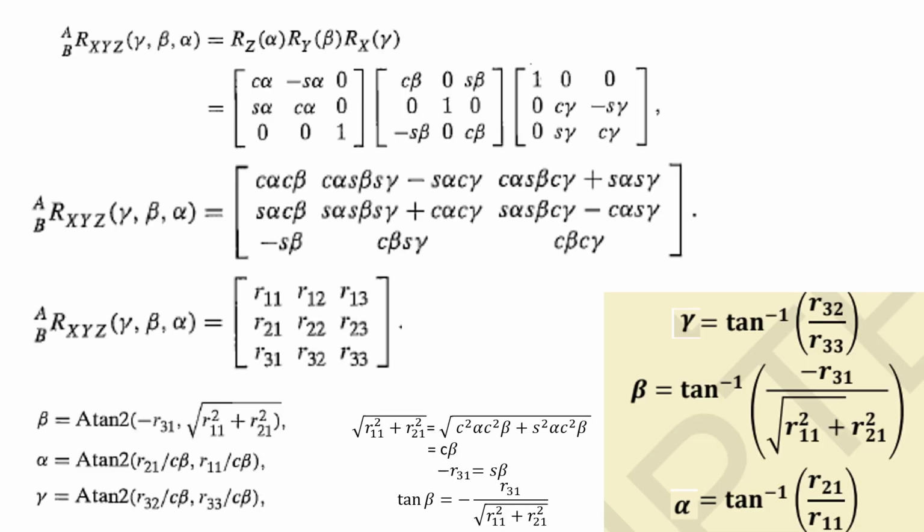Based on the fixed angles, because this is with respect to the reference frame, we have to pre-multiply. First we did the gamma rotation, then the beta rotation, then the alpha rotation. This is pre-multiplication because it is with respect to the reference frame. Multiply and you will get the coordinates. Then you can compare R11 with this, R12 with this, and derive the formula for how much the alpha angle, the beta angle, and the gamma angle are.